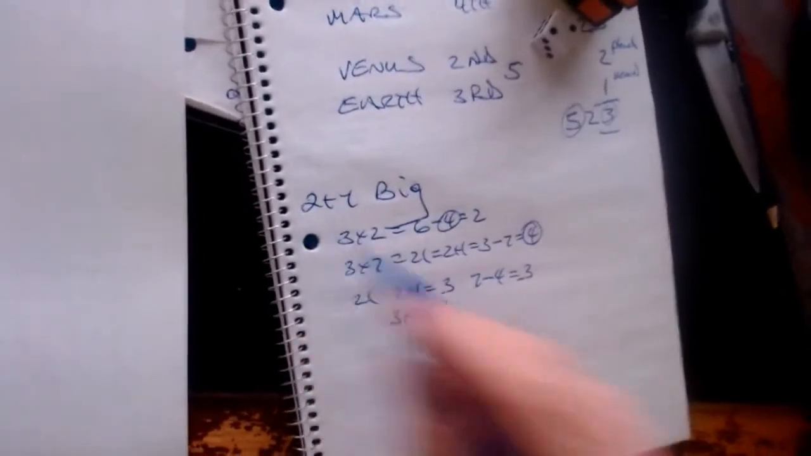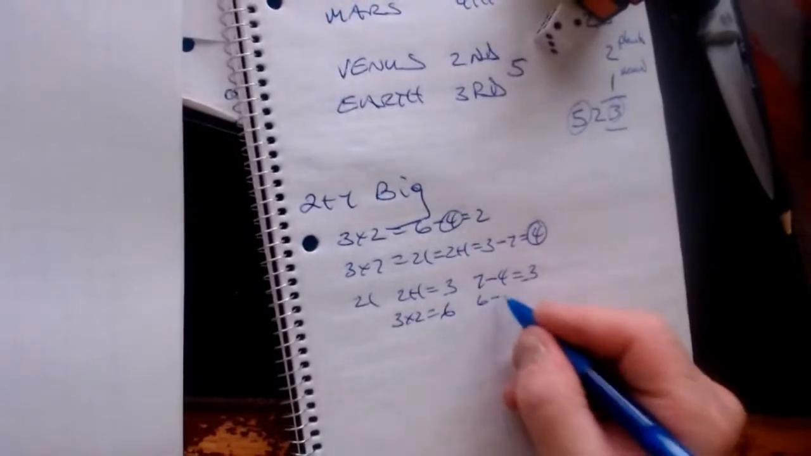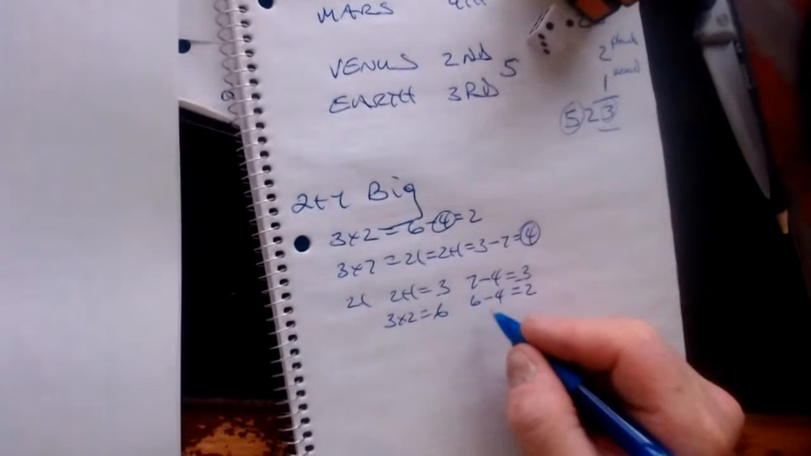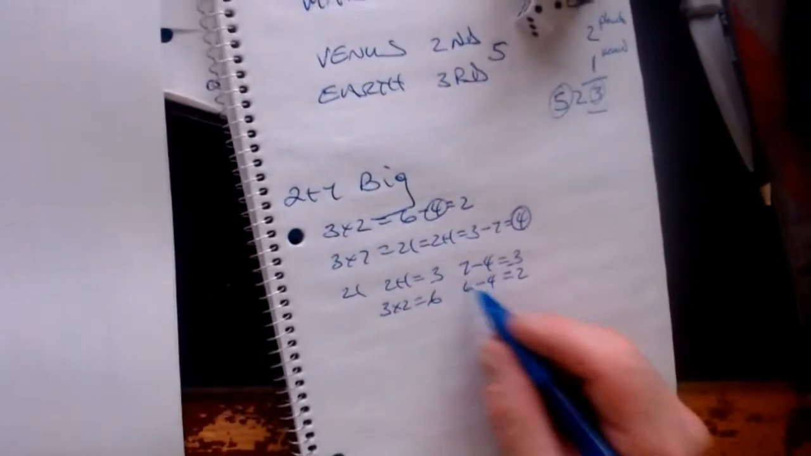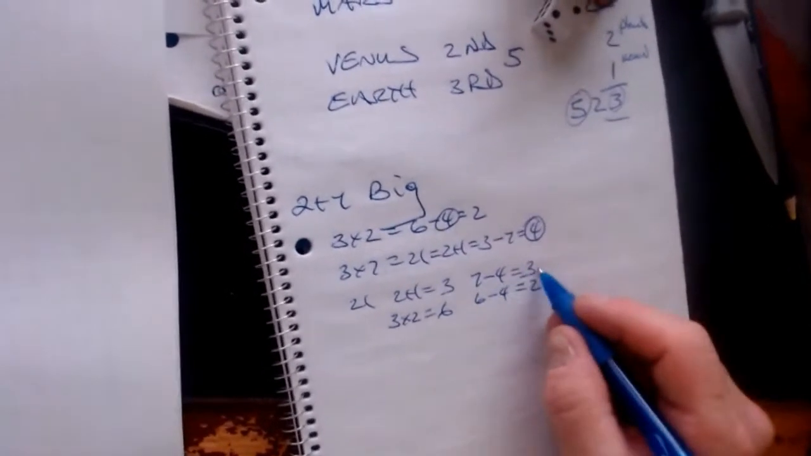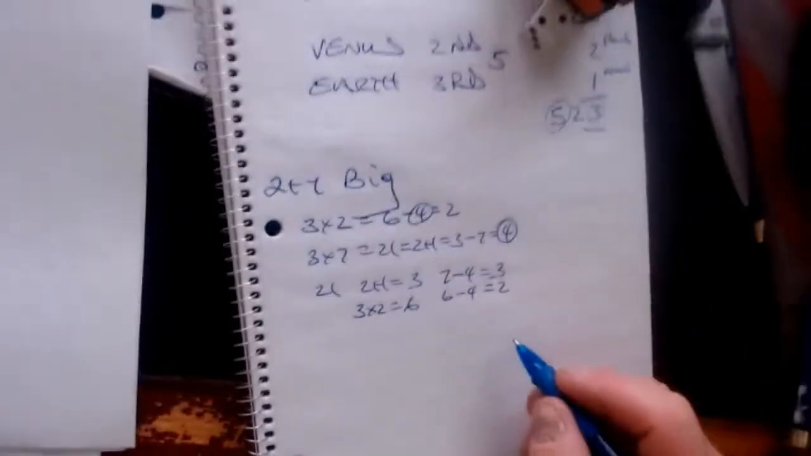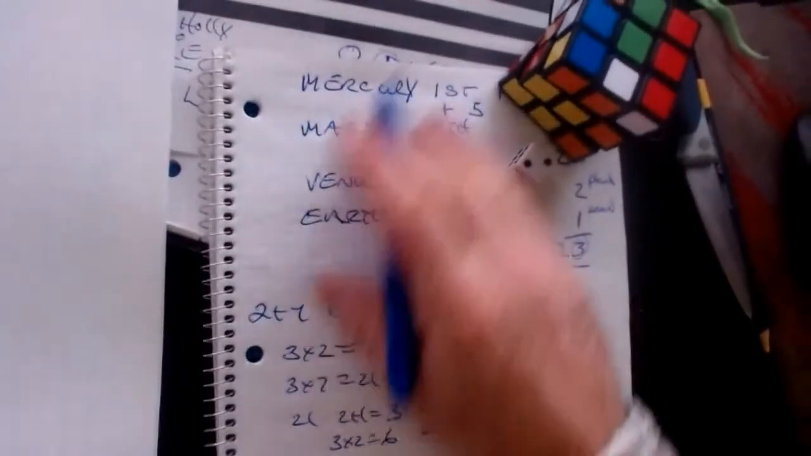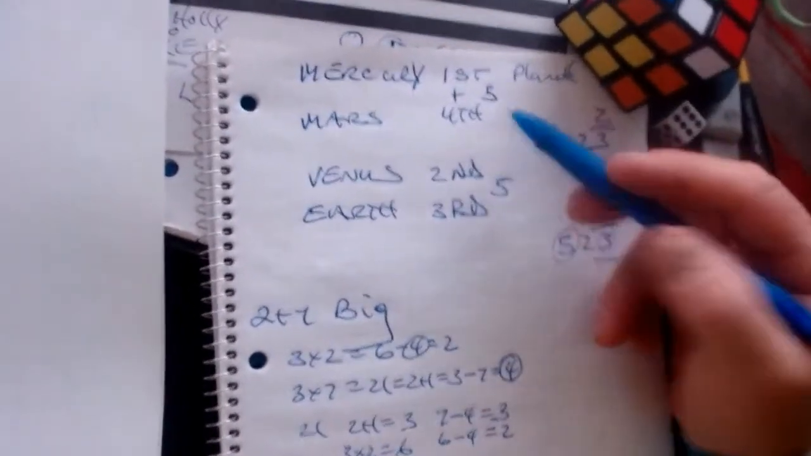So what did we do? We worked with 2. So we have 6 minus the 4 equals 2. Or which way did I go with that? 6 minus 4 equals 2. 7 minus 4 equals 3. So both equations work out. See that 2 and 3 that's left over? That 2 and 3 that's left over.